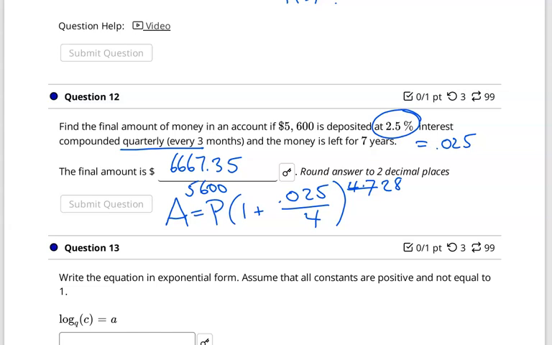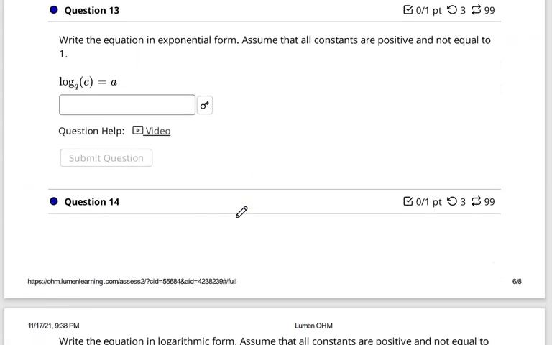So what did I get? I gained about $1,000 over 7 years. Not a very great interest rate, but that might be your mortgage rate. So you end up paying for your 7-year mortgage a little bit more, $1,000 more for your $5,600 house. Usually when it's a small interest rate, it's something you're paying. You want to pay low interest rates, you want to earn high interest rates.